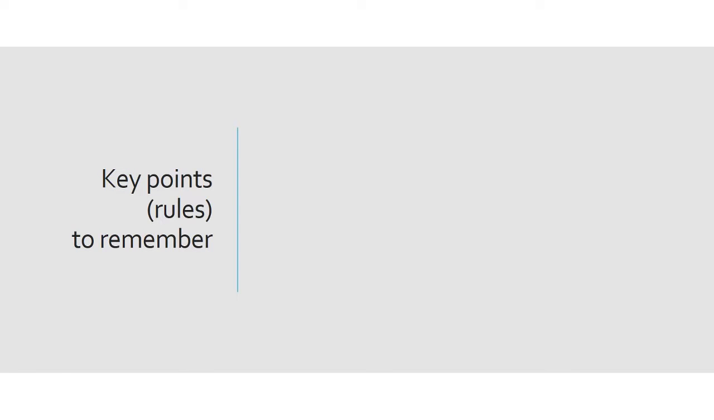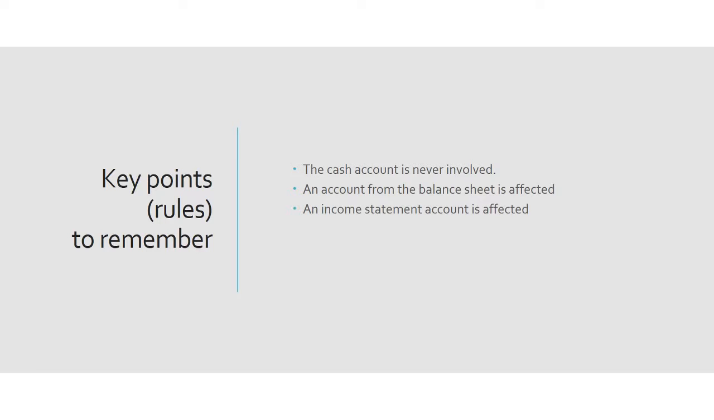Out of everything, these tips and rules should be remembered so that mistakes can be easily avoided. First rule to remember is the cash account is never involved. An account from the balance sheet is affected. An income statement account is affected. Adjustments are made at the end of the year, and the debit and credit rules follow the general journal entries.